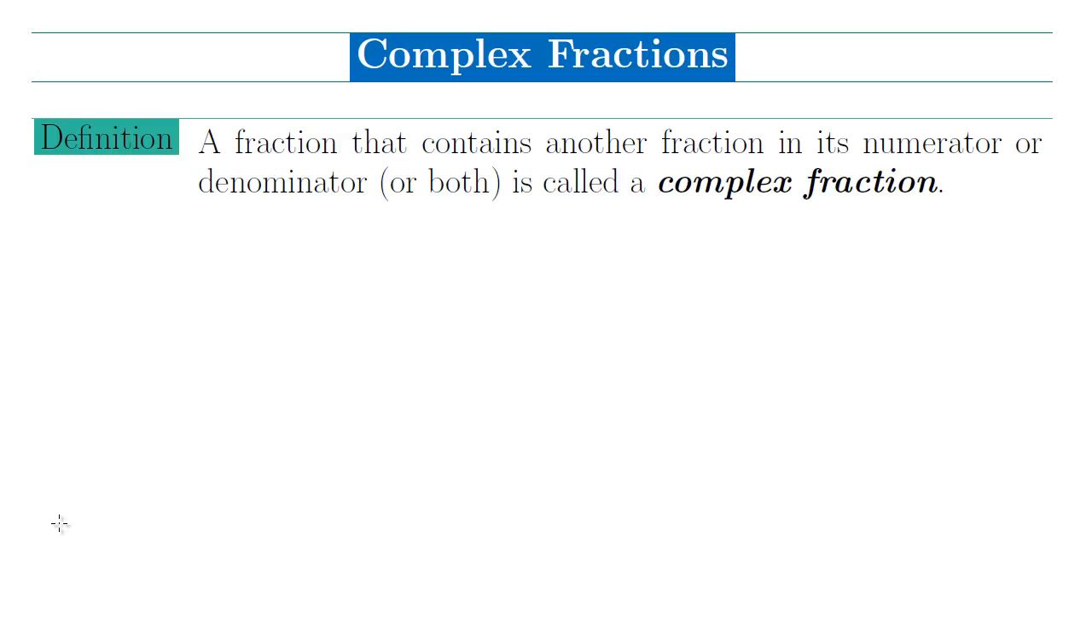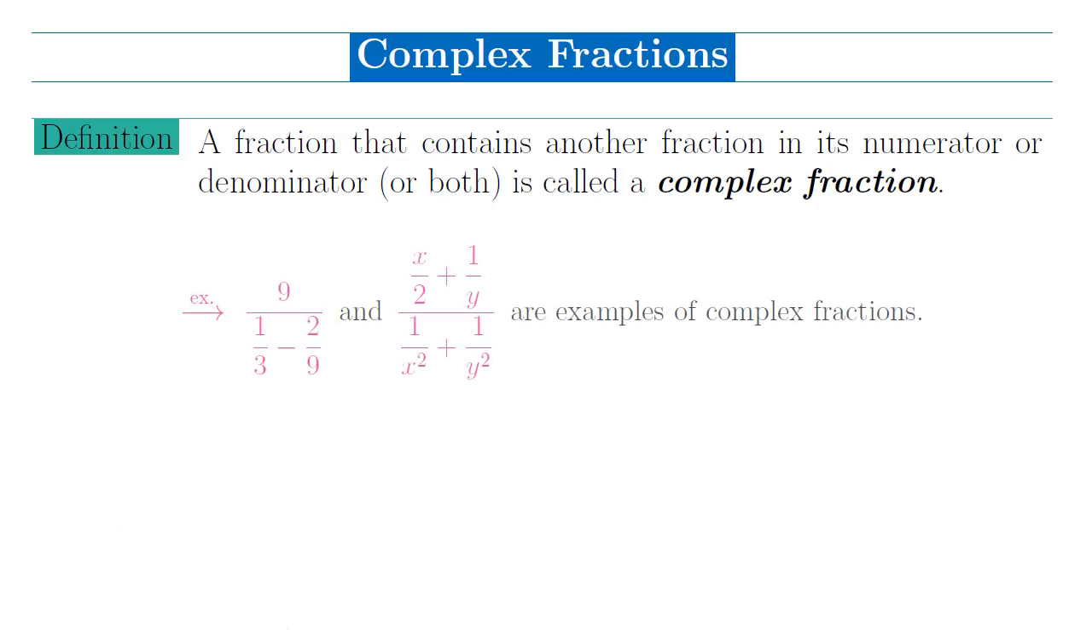In this topic, we discuss complex fractions, also referred to as complex rational expressions. We begin with a definition. A fraction that contains another fraction in its numerator or denominator or both is called a complex fraction. The following are examples of complex fractions: 9 over 1/3 minus 2/9, and x over 2 plus 1 over y divided by 1 over x squared plus 1 over y squared.